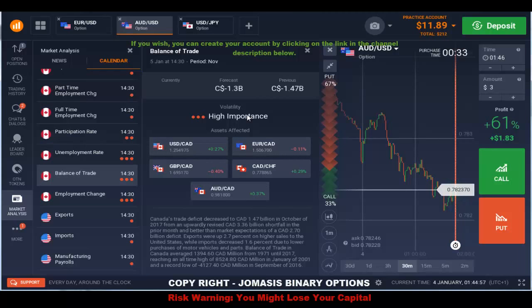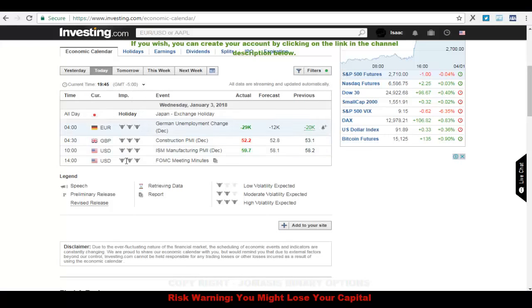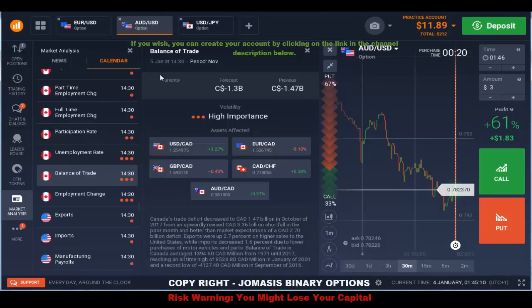So if you are already using IQ Option as your broker, you don't need to go to any website, because all you need is made available here. You can just check them and use it to check your economic calendar before you start trading for the day.